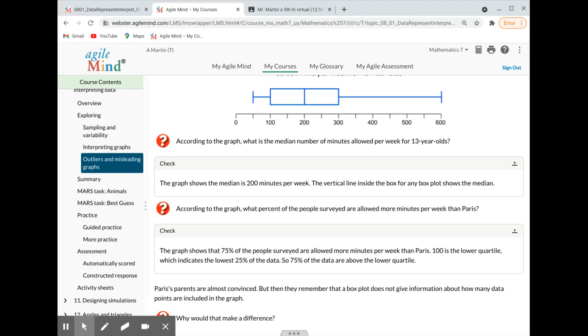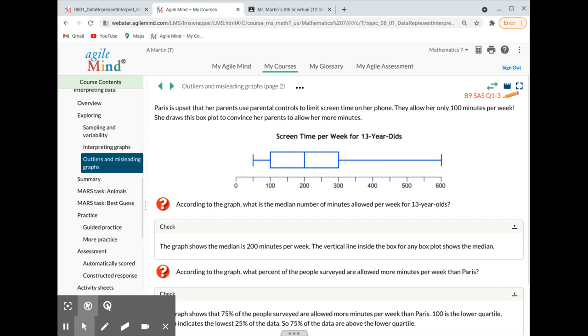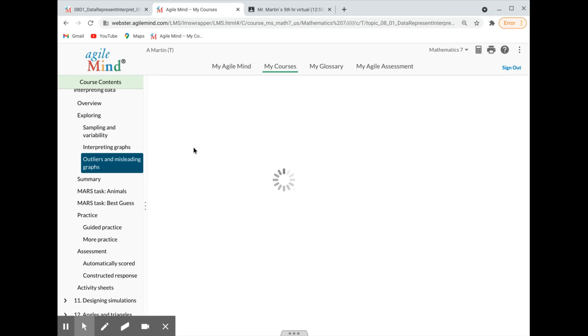Nobody knows? Would it make a difference if a lot of people were put into this data compared to just a few people? Yes. Yeah, it would. More people equals a better and more accurate estimation. Good. So let's see what happened and how many people she actually used.